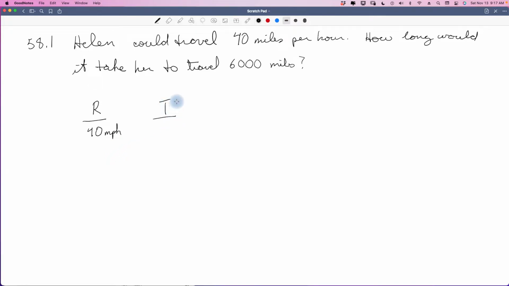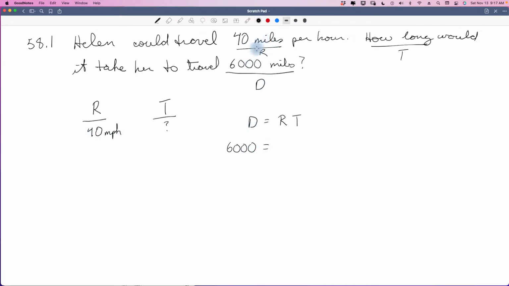We don't know what her time is, right? That's what we're asking, is how long. We're trying to find the time. That's our variable, is T. But we do know our final distance here. This is her rate. This is her time. This is her distance. Remember the formula? Distance equals rate times time. So we take the distance and we put it in here, 6,000. That's our distance. Her rate is 40.